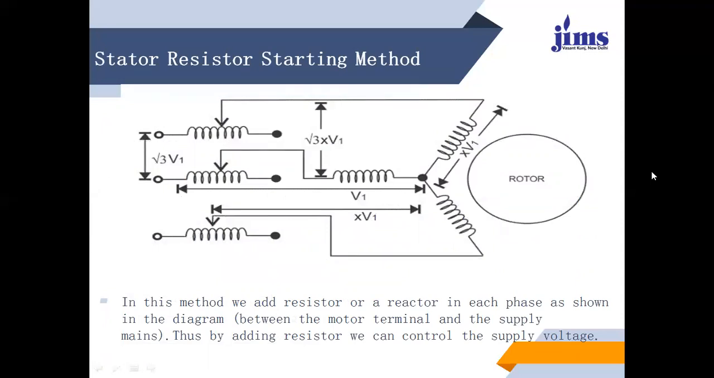Over here, the stator winding will be connected with three rheostats, and each phase voltage will be controlled simultaneously so that equal voltage will be available to the individual windings at a time. In this method, we add a resistor or reactor in each phase, as shown in the diagram, between the motor terminal and the supply mains. Thus, by adding resistance, we can control the supply voltage which is delivered to the motor.